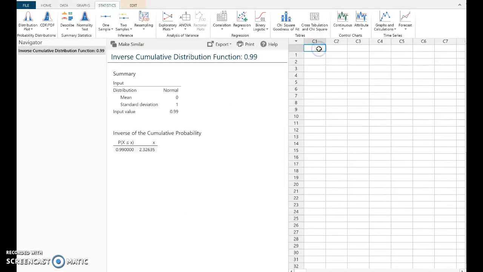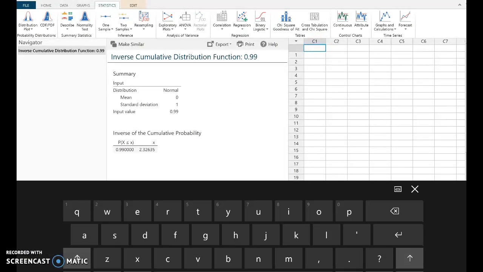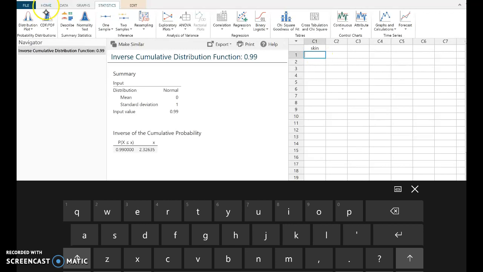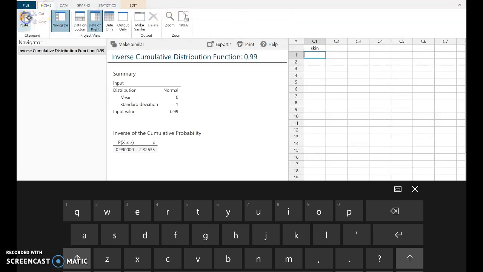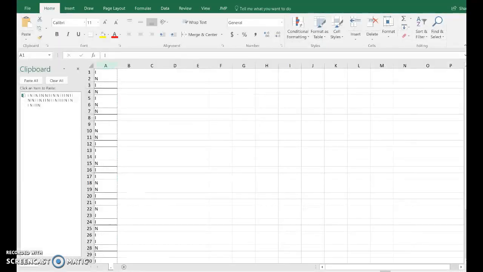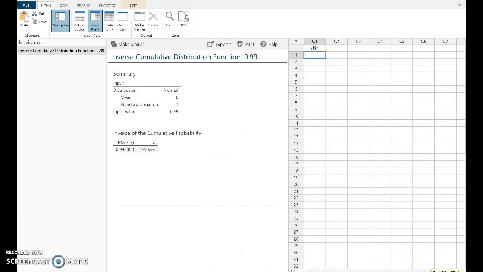So let me give this variable a name. I'll call it skin. And I could paste the values in. So where's paste? Here we go. Paste. Close this out. Hopefully this works. I copied them over here. Let me copy them. There they are. So I just pasted all those values in.